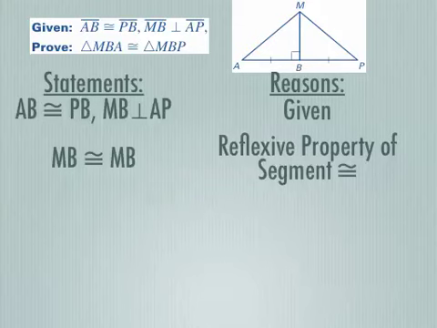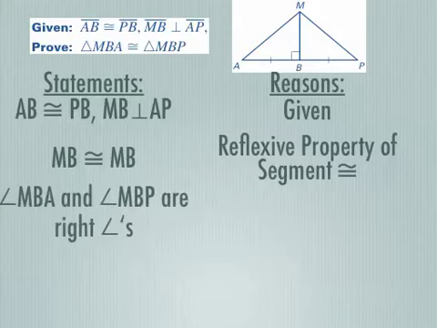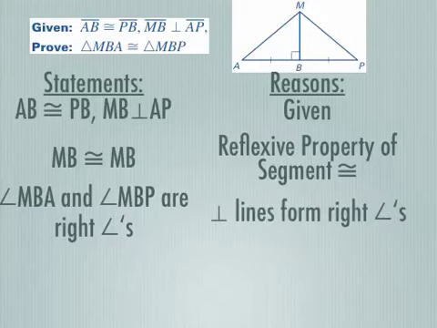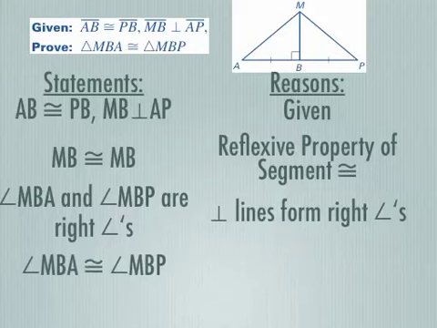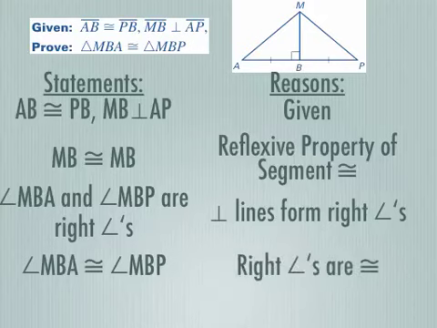So I'm going to say that angle MBA and angle MBP are right angles. And the reason I can say that is the statement that perpendicular lines form four right angles. And then I can say that angle MBA is congruent to angle MBP, because if you remember, all right angles are congruent.